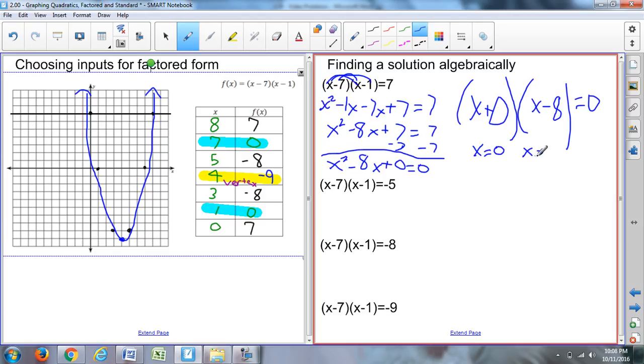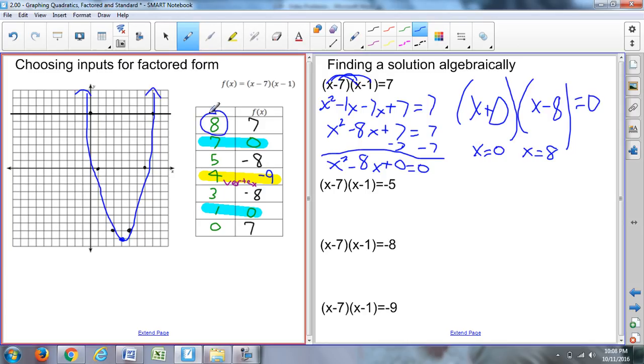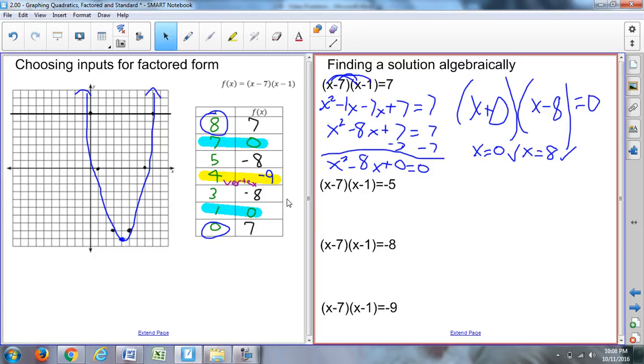So for that problem, 0 or 8 would make it 7. Well, that's what we knew the solution to be anyways. If you look on this left side, 0 and 8 are what gave us 7. So we just confirmed what we already knew. And we can continue this process.